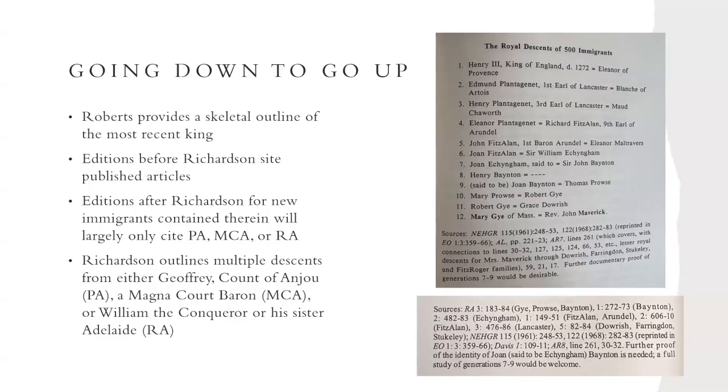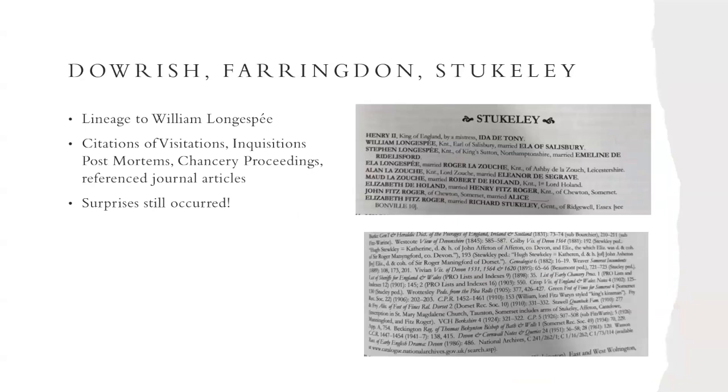For all of these reasons, I chose to look for bastards in the ancestry of Mary Guy Maverick's mother, Grace Dowrish. So within those generations of Douglas Richardson's Plantagenet Ancestry, there was a lineage to William Longsby. Within Doug's unmasked listing of sources were references that I could generally consider as reliable and gathered them myself. These included citations to inquisitions post-mortem, chancery proceedings, and reference journal articles. I pulled all of those sources myself and began my application.